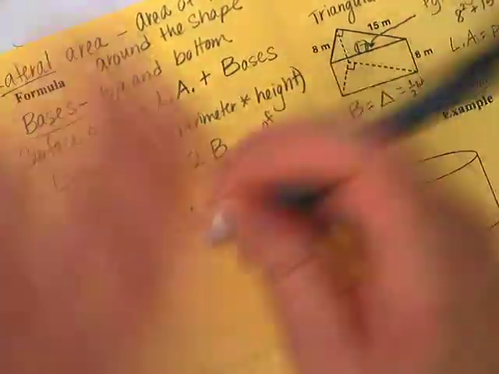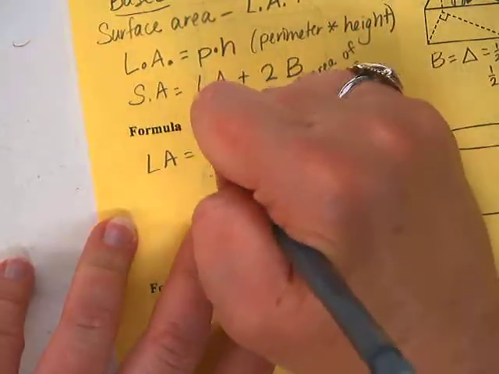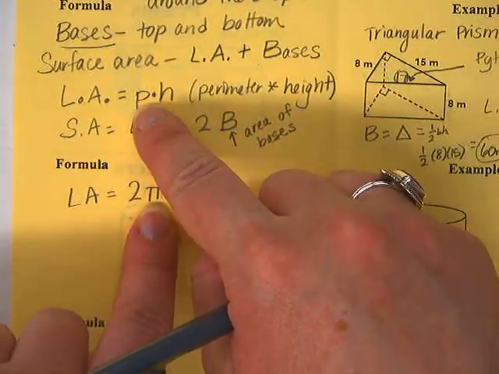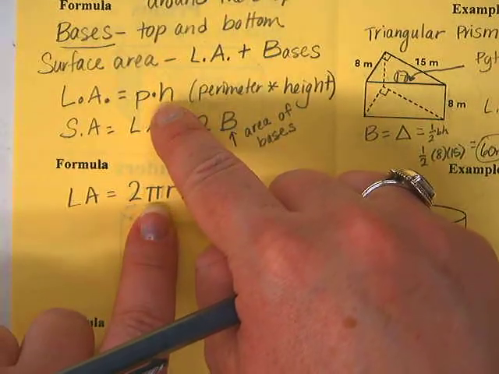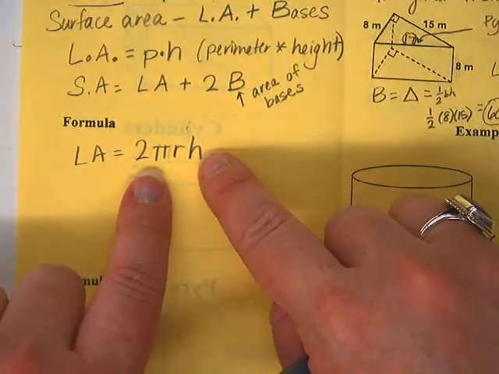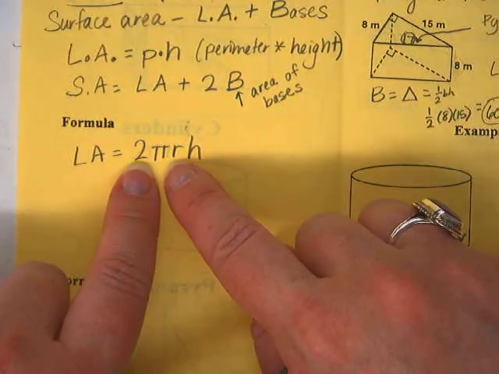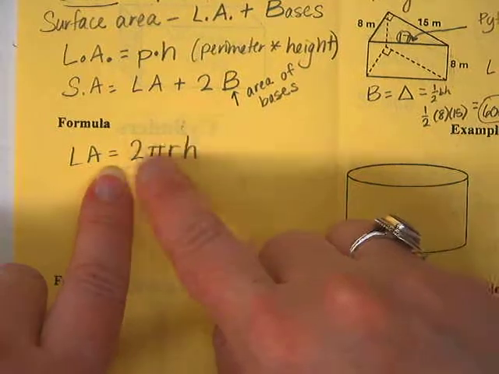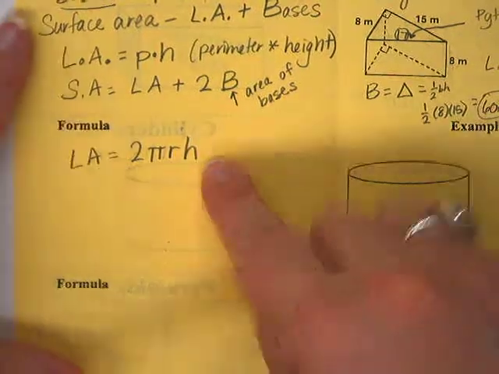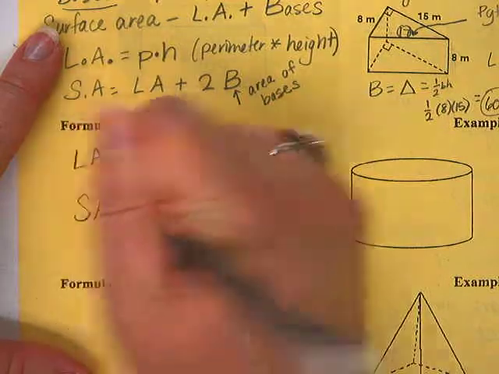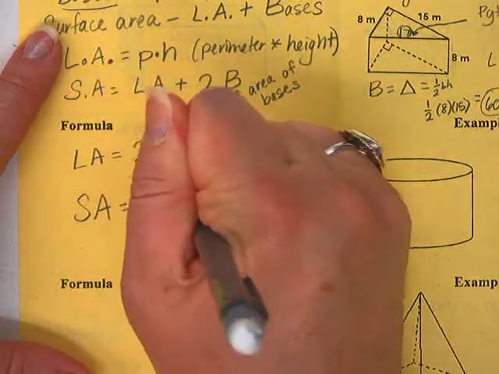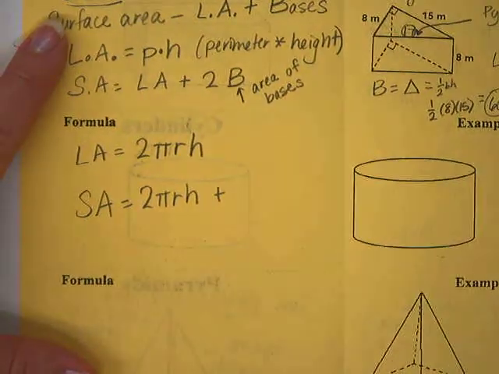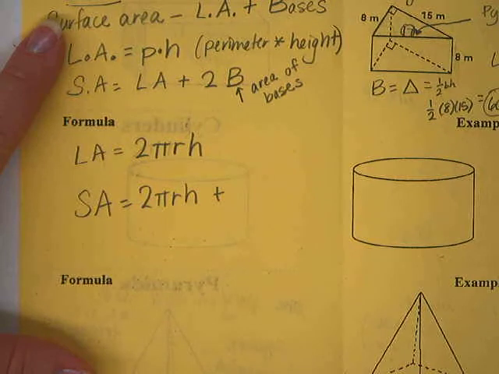Lateral area is 2 pi r squared. Wait, is that it? No. Oh, that's the area of the bases. Okay, so the lateral area is 2 pi r h. Let's look at why that is. Remember how up here we said the lateral area is the perimeter times the height? Okay, well there's height, h. What's the perimeter of a circle? 2 pi r, circumference. So guess what? Perimeter times the height is just 2 pi r h.